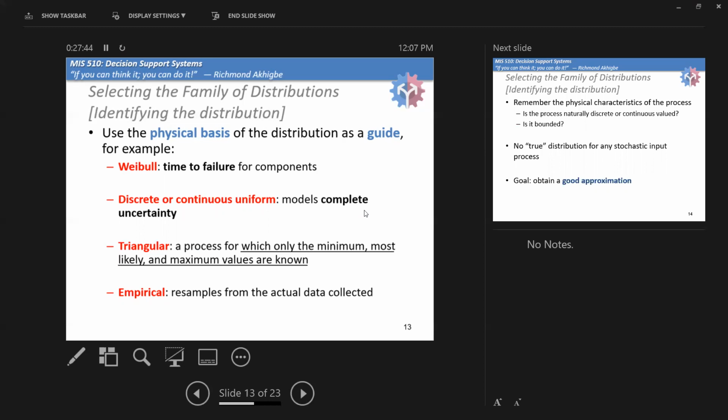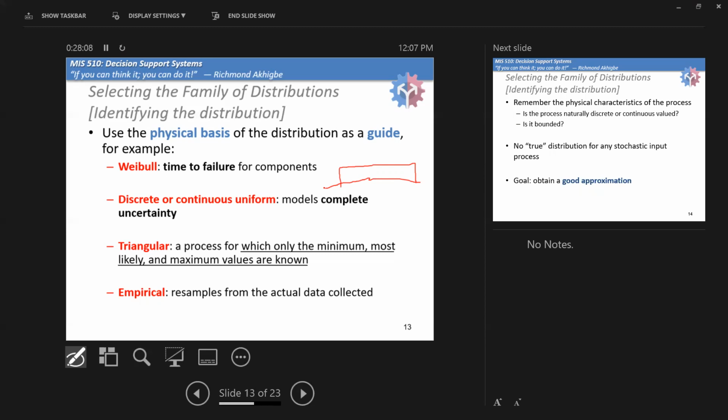Do you know the shape of normal distribution? Sorry? Yeah, it's like a rectangle, right? No, sorry, uniform distribution looks something like this. You just know the limits. Like this is the minimum, this is the maximum. In between, you don't know anything. You say all of them have equal probability.